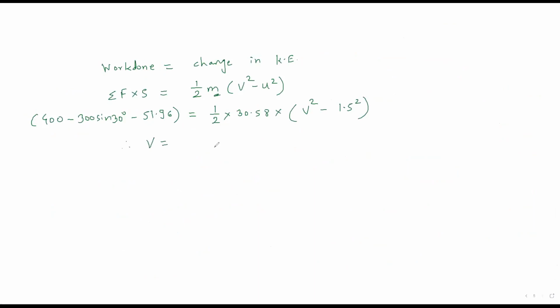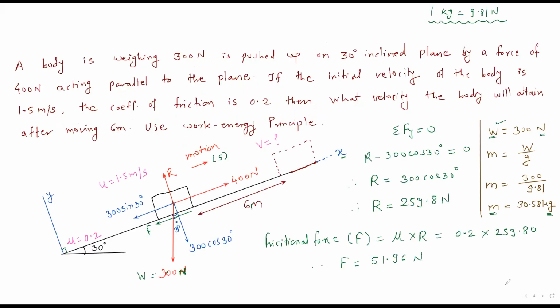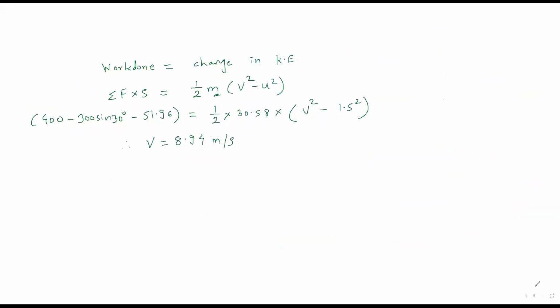Yes, sir. So after finding out, when you solve this, you will get the velocity as 8.94 meter per second. This is the final answer. Okay, did you understand the problem? These types of problems they will ask in the examination. Is it clear now how to solve this? Any doubt? No, sir. Okay, so we will take the next numerical then if you don't have any doubt.